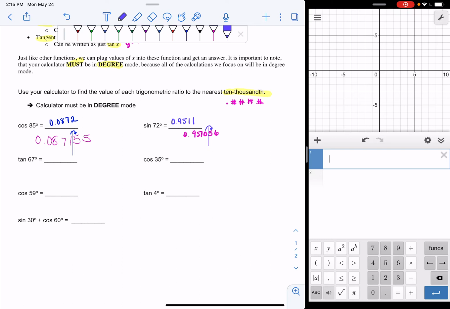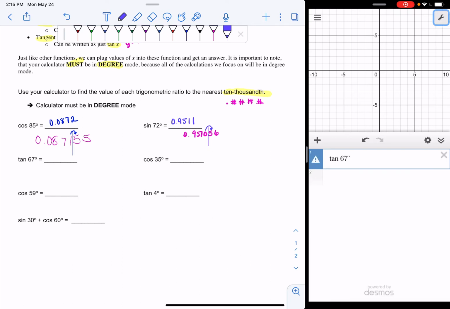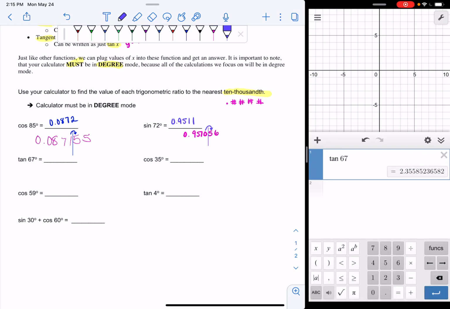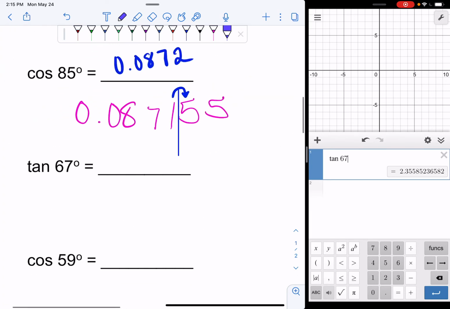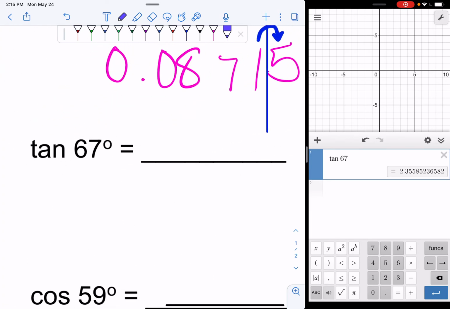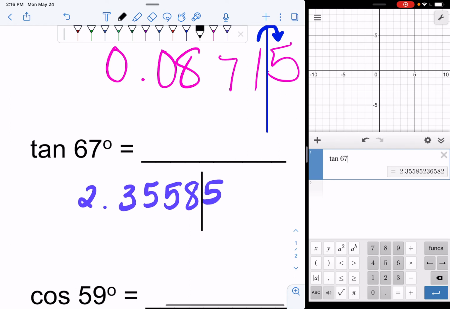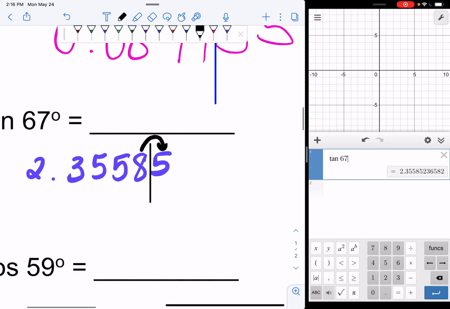Try to do the tangent of 67 by yourself. I type in the tangent of 67, and I get 2.35585. I want to round to the nearest 10,000th, so I put a line after my 8. Look at my 5. What does my 8 become? A 9. So my final answer is 2.3559.